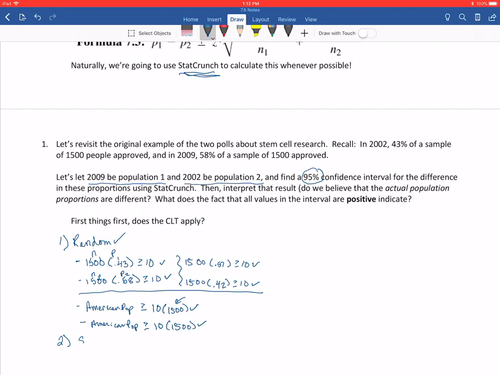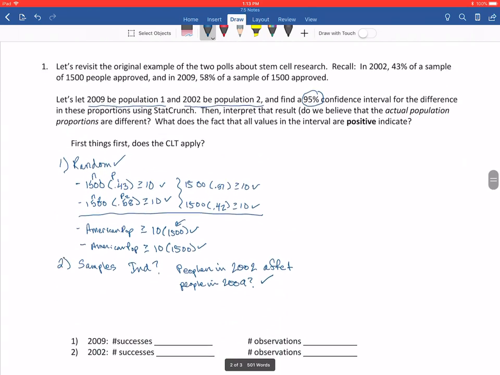And are the samples themselves independent from each other? So do the people in 2002, can those people affect the people in 2009? They shouldn't, as long as this was really a true random sample. It shouldn't be the same people, or they shouldn't be related in any way. It should be a totally different group of randomly selected people. So in that way, one of those should not affect the other one at all.